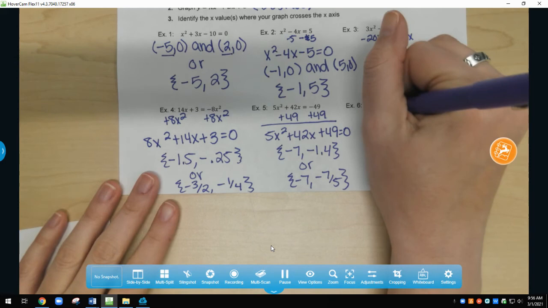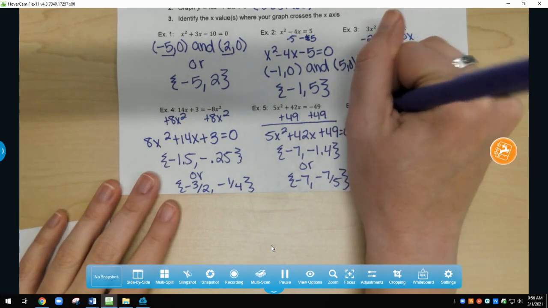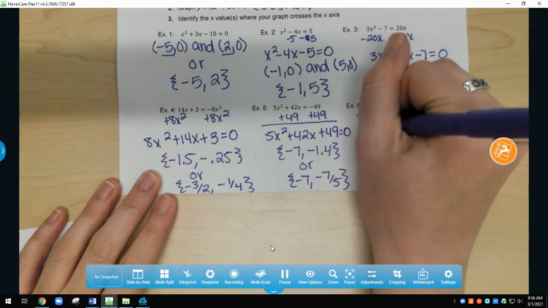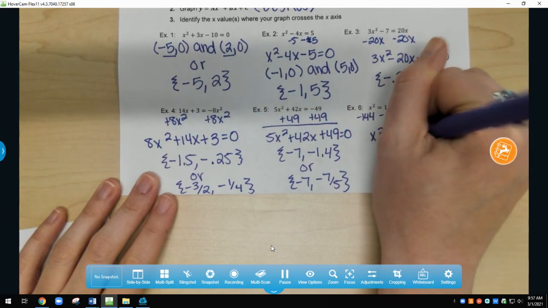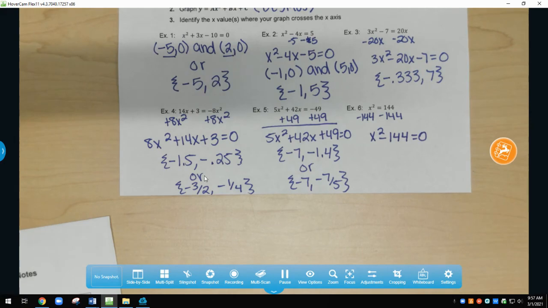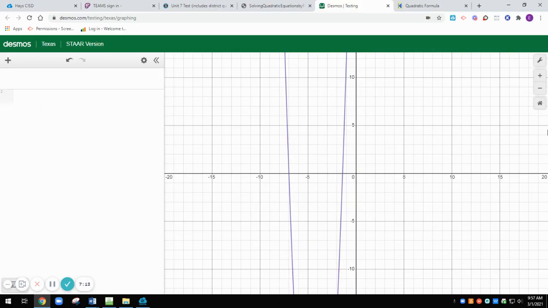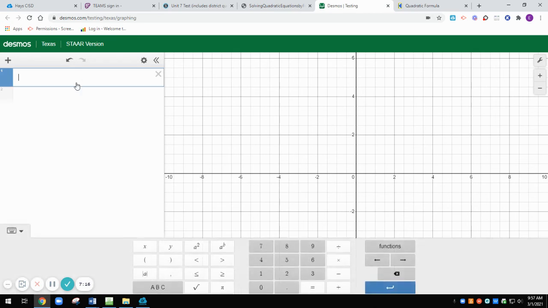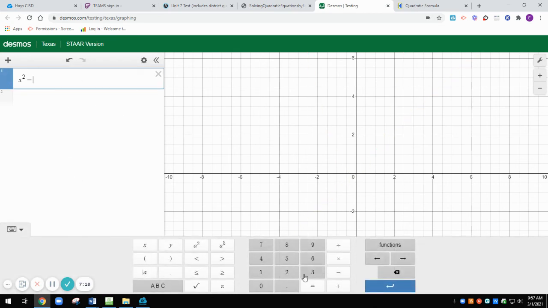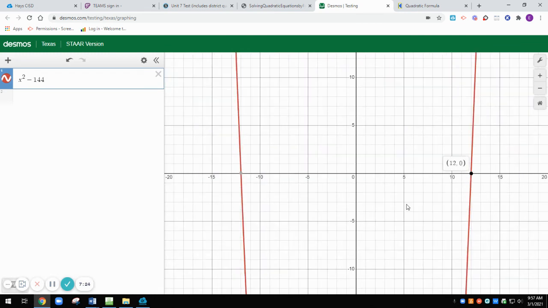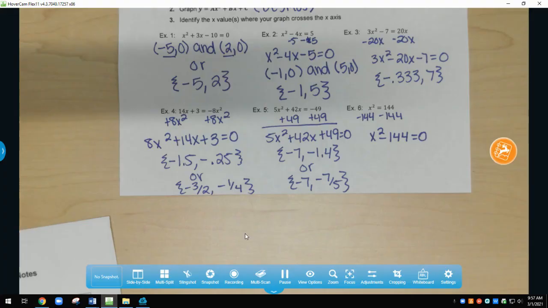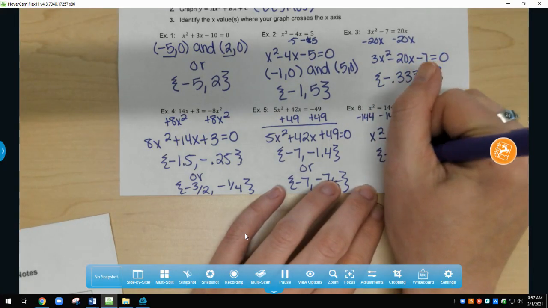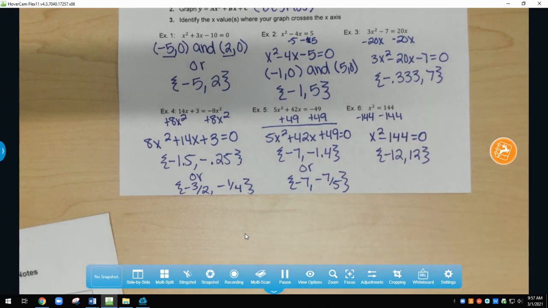Okay, the last one, we're going to subtract 144. So we're going to have x squared minus 144 equals 0. I'm going to go ahead and reset that. So we have x squared minus 144. I can't see anything, so I'm going to go ahead and zoom out. My two solutions are negative 12 and 12. And those would be my answers.